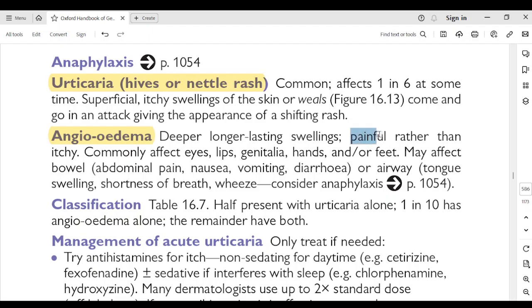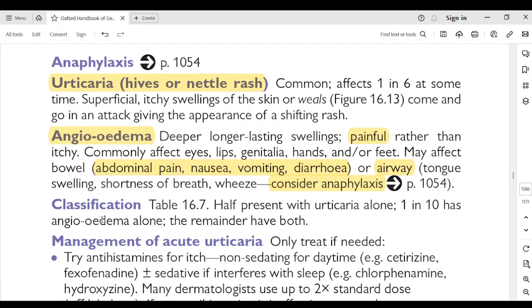These are painful rather than itchy, commonly affecting the eyes, the lips, the genitalia, hands or feet. They may affect the bowel, causing abdominal pain, nausea, vomiting, diarrhea, or the airway, causing tongue swelling, shortness of breath, wheeze. Consider anaphylaxis. If severe, angioedema means you need to consider anaphylaxis.